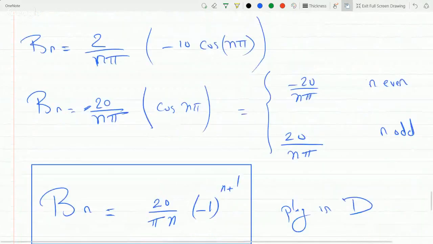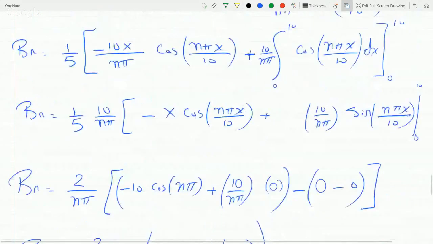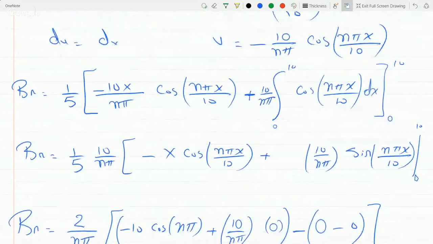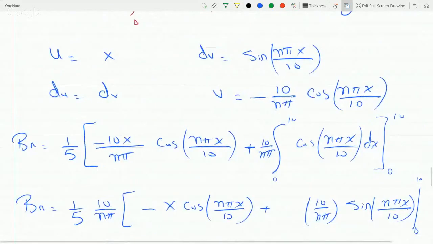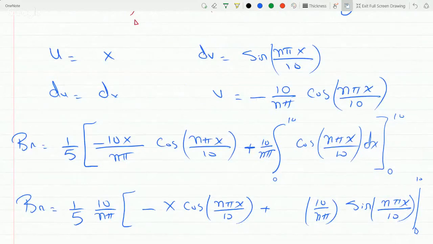You see how to do this problem? There's a lot of steps. But this is very important. This is almost guaranteed on the exam. So, any questions on it?